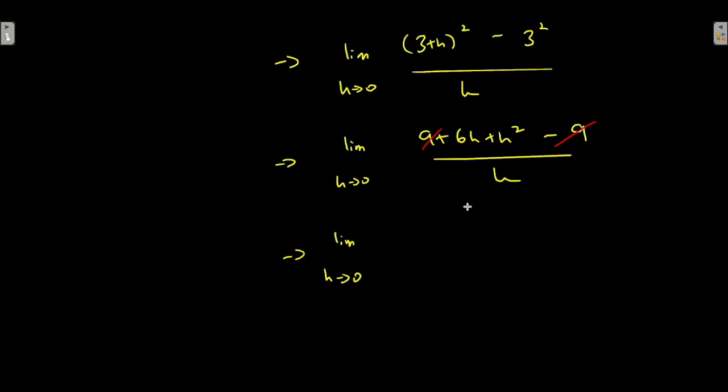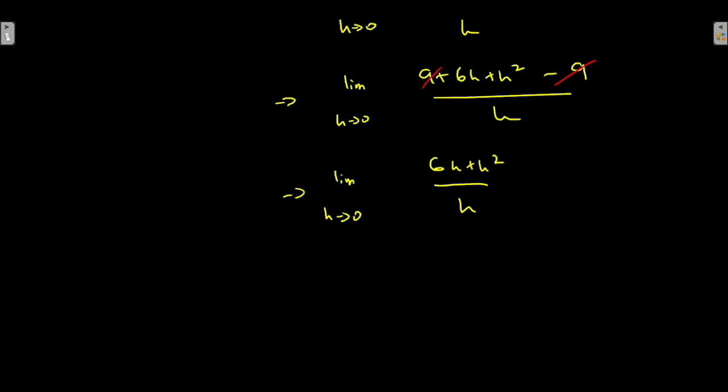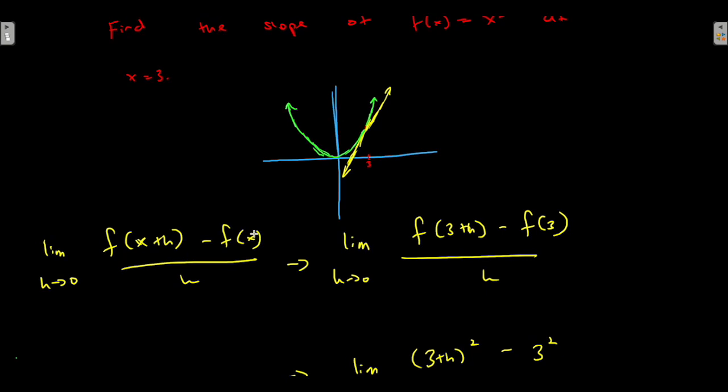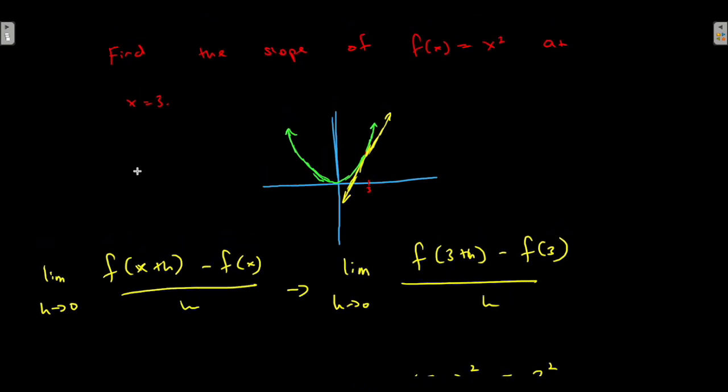Limit as h approaches 0, 6h plus h squared over h. And now we can get rid of some h's. This h and this exponent goes away, and we are left with the limit as h approaches 0 of 6 plus h, right? Because we canceled out the h here. And now we know that h is approaching 0, so we can just use direct substitution, and we have 6 plus 0, which is equal to 6. So the slope of x squared at x equal to 3 is 6.